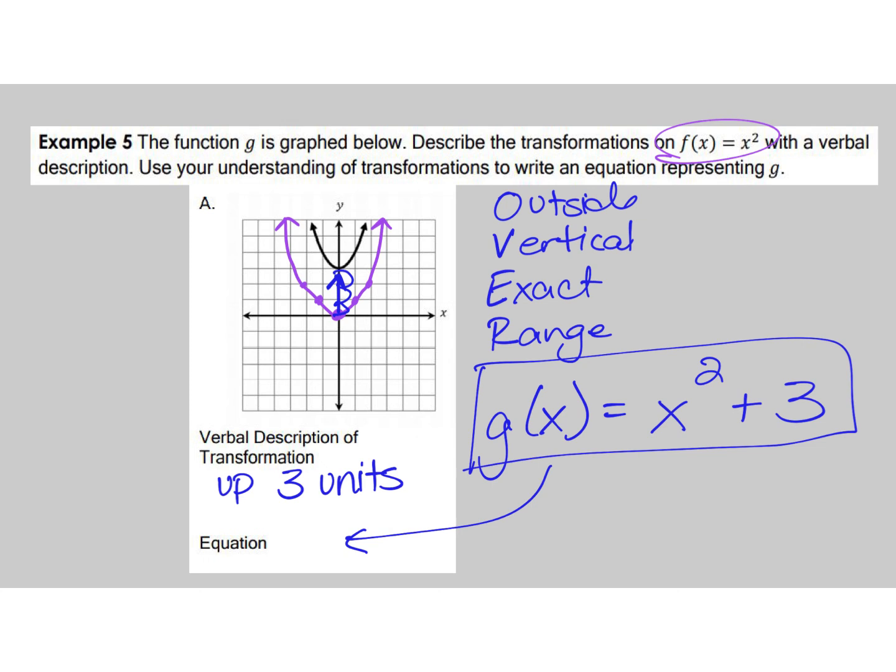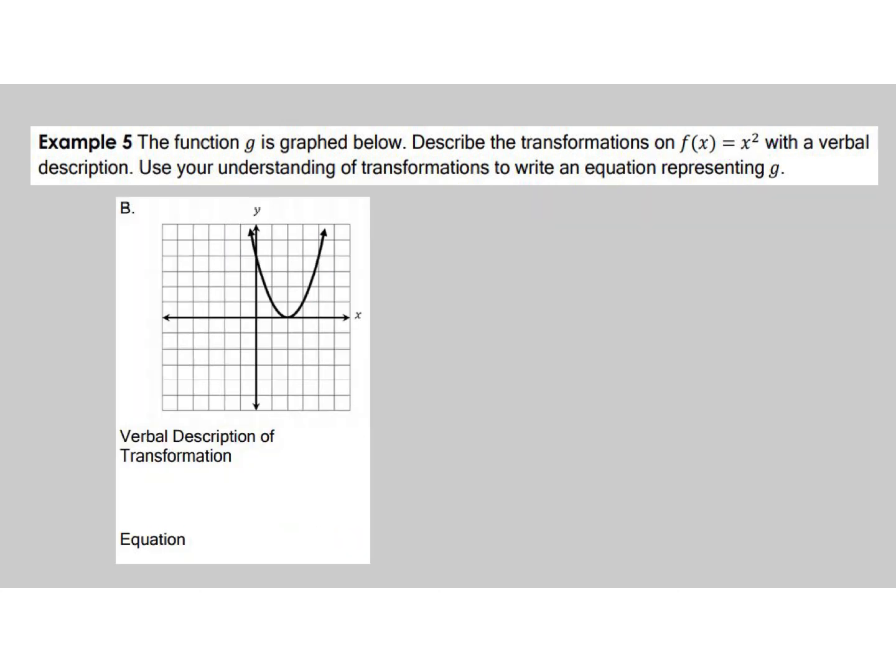Let's look at one more of these. In this case, again, we're transforming from the parent function, which is located here. Very basic. Now our graph is actually shifting to the left 2 units. So 1, 2. So we're going left 2 units.